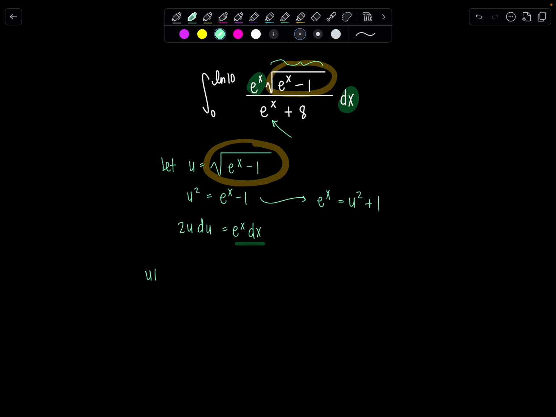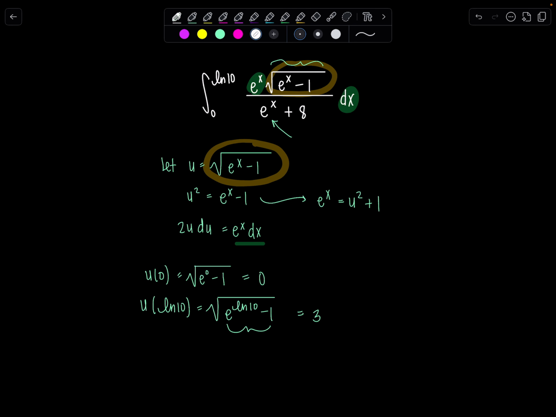So u of 0, the lower limit, is going to be the square root of e to the 0 minus 1. So that's just 1 minus 1. Square root of that's 0. And then u of natural log of 10 is going to be the square root of e to the ln of 10 minus 1. So, oh, someone loves us. That's just going to be 10 minus 1, which is 9, which is a perfect square. So this is 3. Cute.